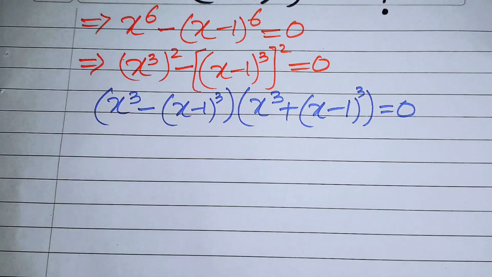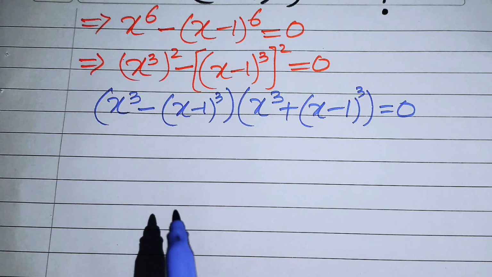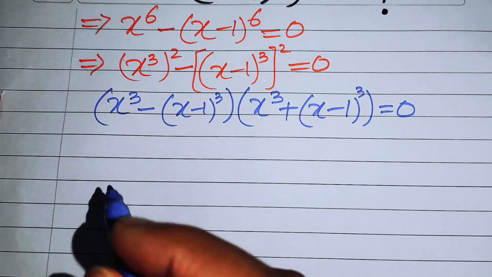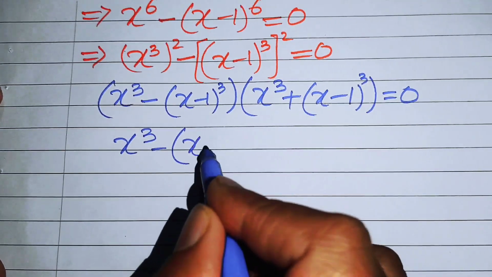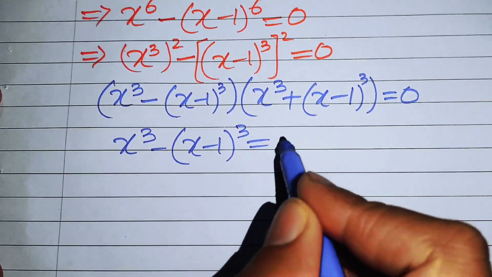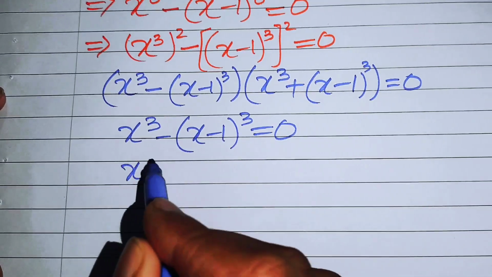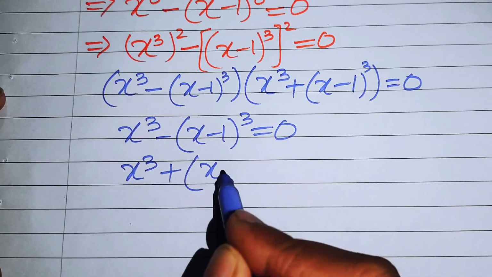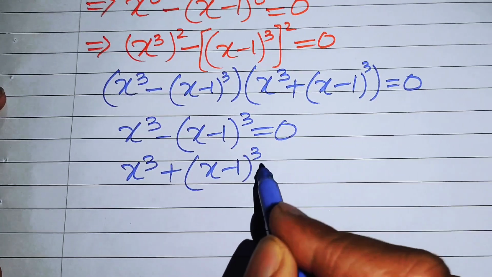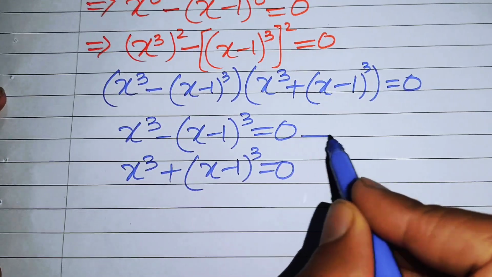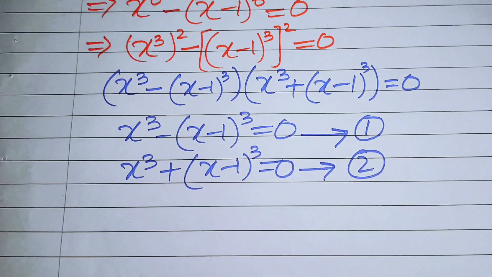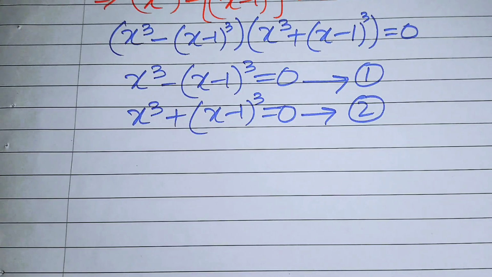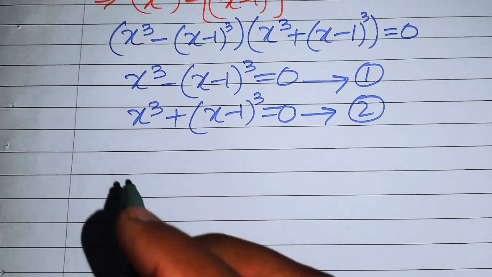Now we divide this equation into two cases. Our first case is x cubed minus (x - 1) cubed equals 0, and the second case is x cubed plus (x - 1) whole cubed equals 0. We call this equation number 1 and this equation number 2. Now we solve these two equations one by one, so first we focus on equation number 1.